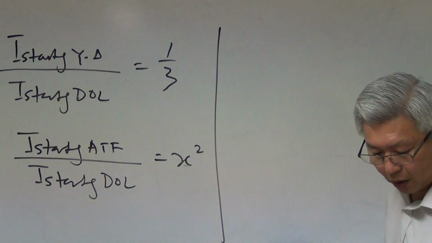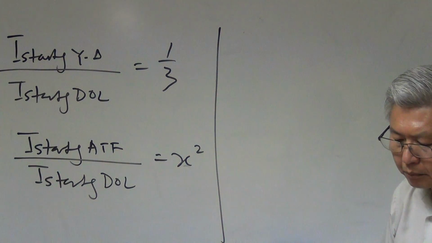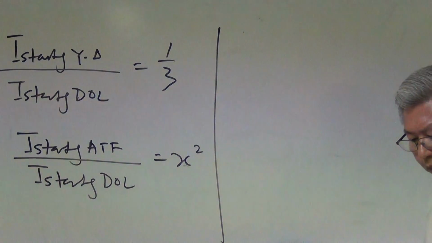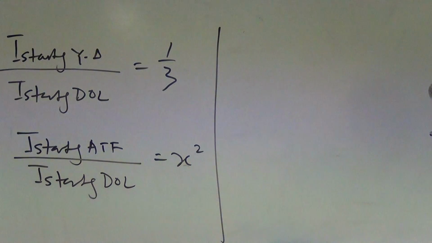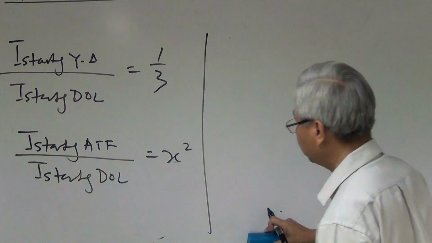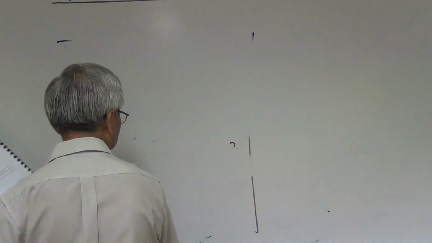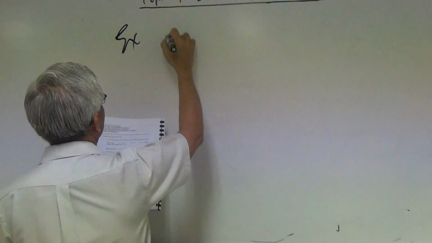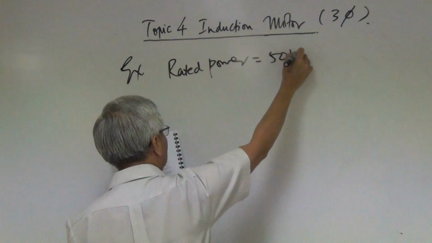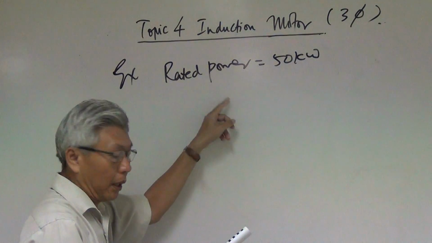Alright, let's work on an example. I'll do tutorial question number 2. It says the nameplate of a 3-phase induction motor has the following information. Rated power is equal to 50 kilowatt. Always remember the nameplate power is the output power.